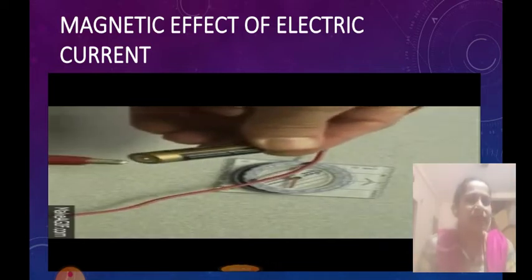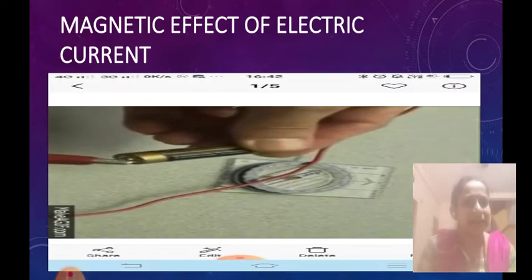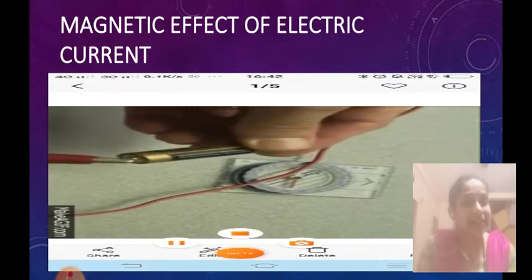You can see that whenever the wire is connected to one of the terminals of the cell, there is a deflection in the magnetic needle, and the magnetic needle will deflect only when a magnet is brought near it. Fine, here there is no magnet, but still you can see the deflection, right? So that means there is magnetism produced in the wire, and this effect of the current is called the magnetic effect of electric current. Fine.